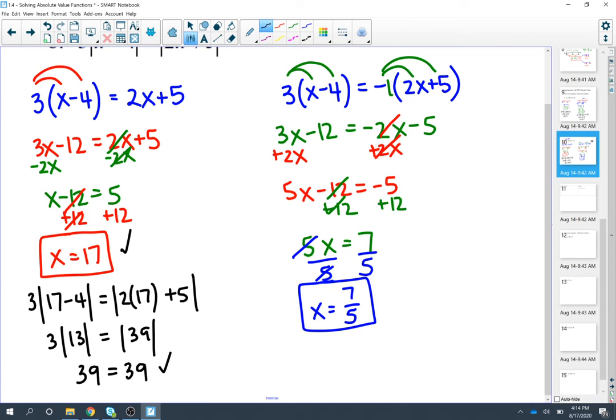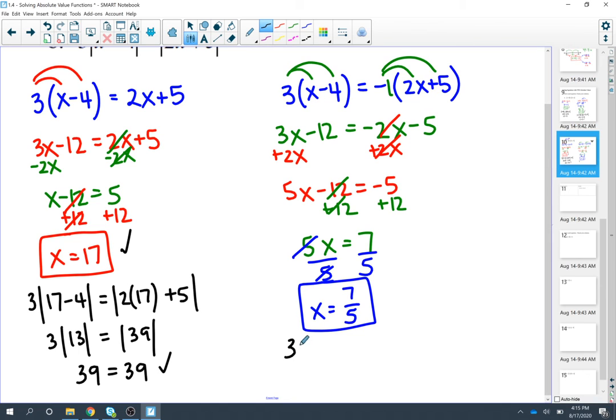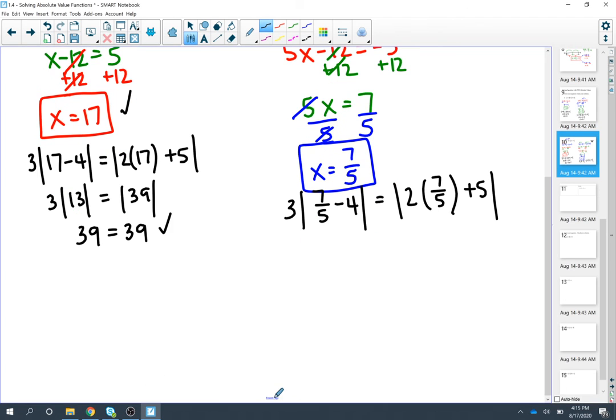And that checks out. Okay, next one, and this is going to look messy, but we're going to do it anyway. X equals 7/5. We've got to substitute that back in there. So 3 times the absolute value of 7/5 minus 4 equals the absolute value of 2 times 7/5 plus 5. Now, this one, honestly, I don't expect you to do by hand. I wouldn't even want to do this by hand. It's just nasty. So, go down here, grab your web browser.